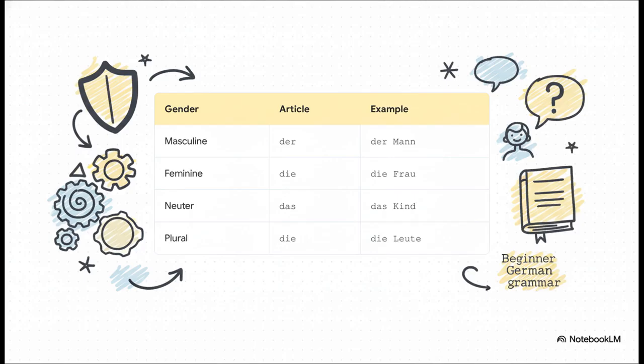Oh, and here's a nice little shortcut for you. The plural article is always die. So you should really just learn the noun and its article as one single unit, like a package deal. Think der Mann, die Frau.